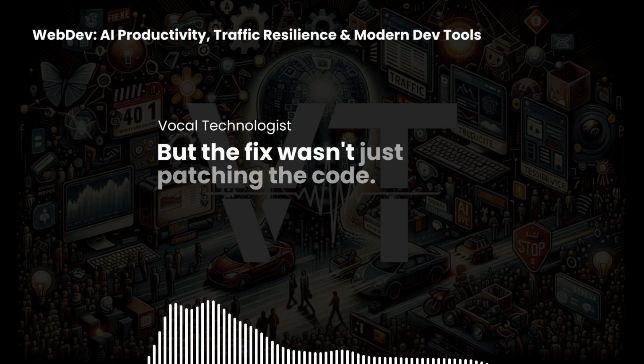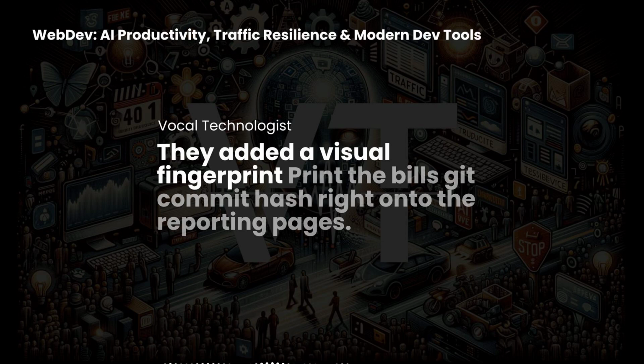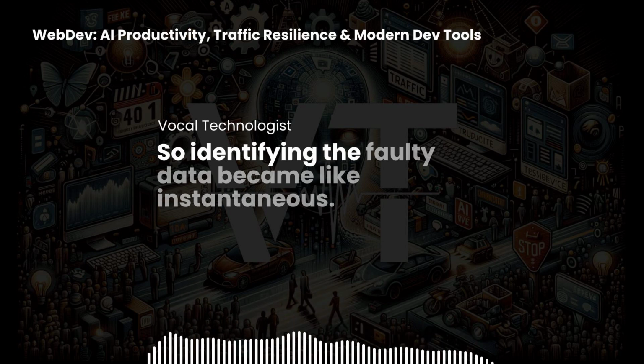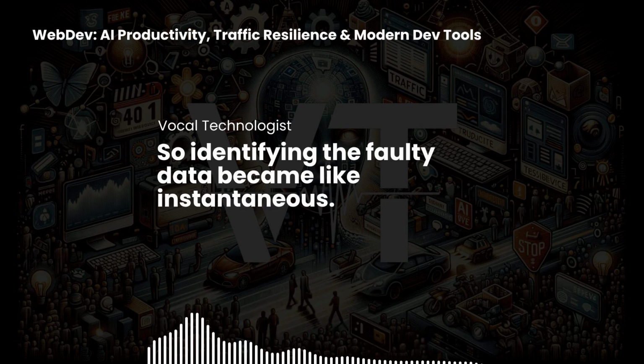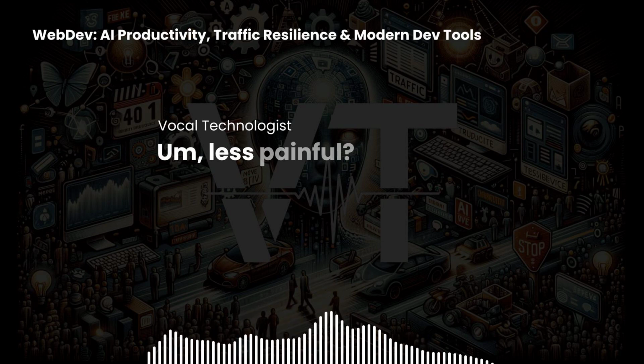Right. But the fix wasn't just patching the code. This is the clever part. They added a visual fingerprint, the build's git commit hash, right onto the reporting pages. Oh, that's smart. Yeah. So identifying the faulty data became instantaneous. What does that tell you about making debugging less painful?